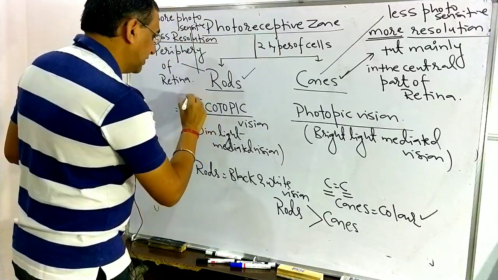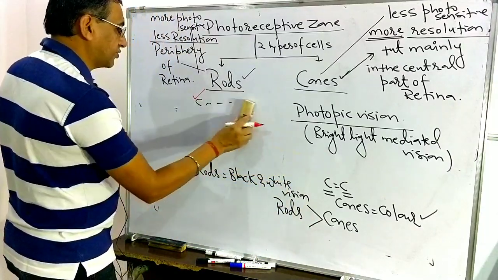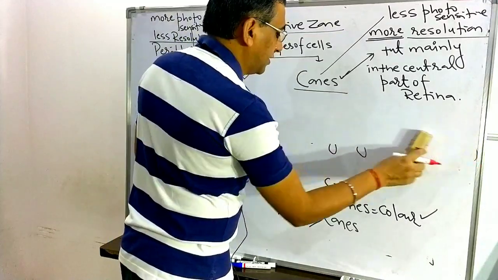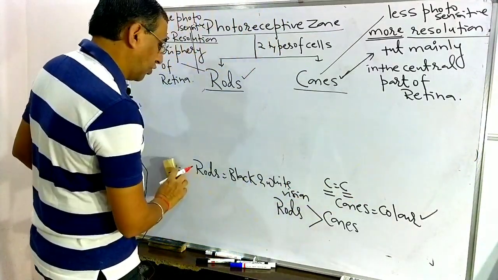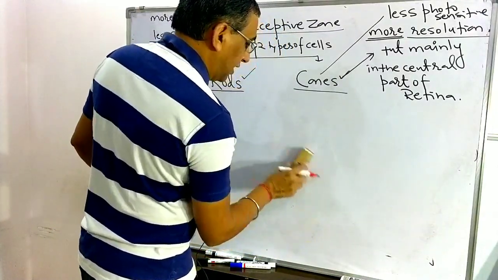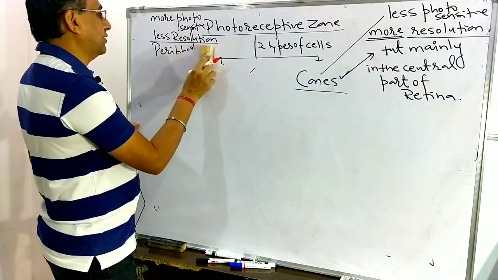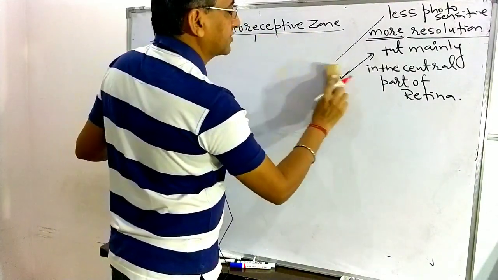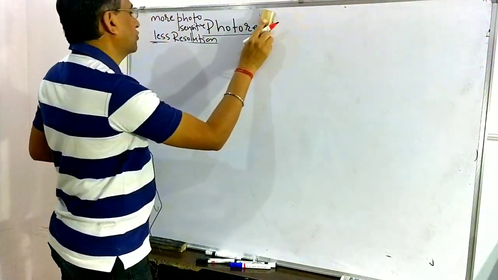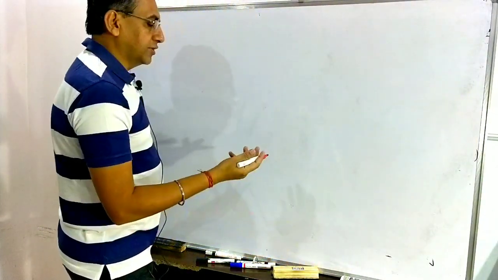Rods are related with the scotopic vision, the dim light mediated vision. Cones are related with the photopic vision, the bright light mediated vision. Rods are for black and white vision, cones, C for C, are for color vision. The number of rods is more than the number of cones. Rods are present in the peripheral part of the retina, cones in the central part. The sensitivity of rods is more, they are more photosensitive, so less resolution. Cones are less photosensitive, so more resolution.